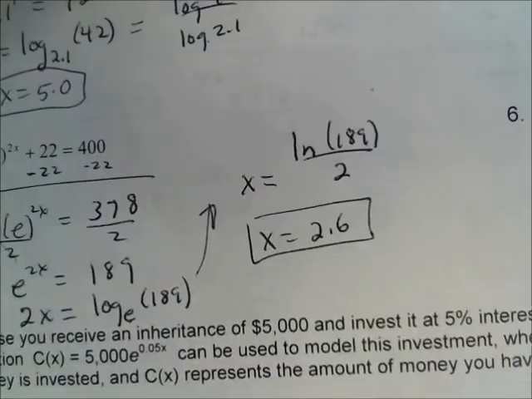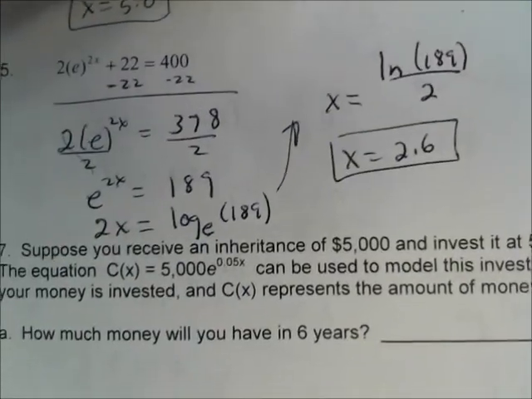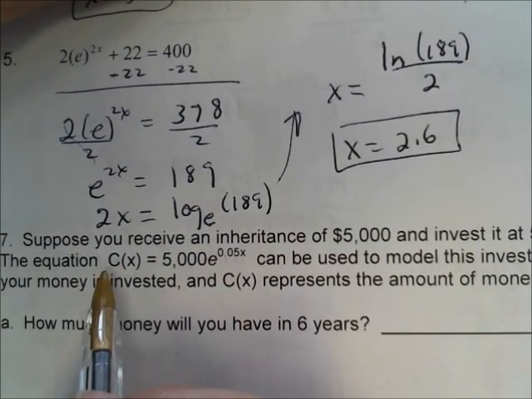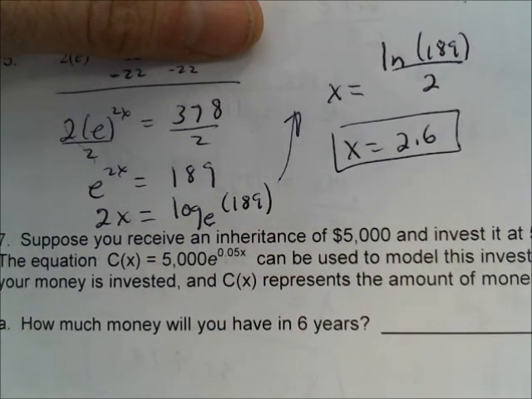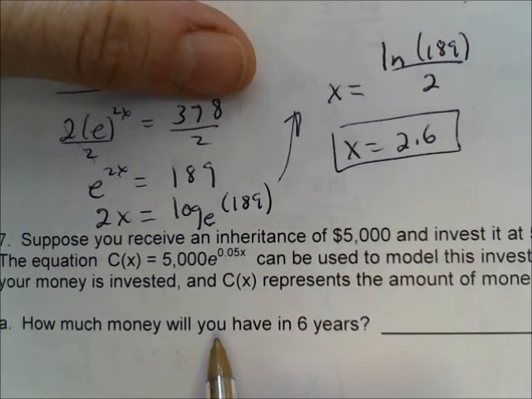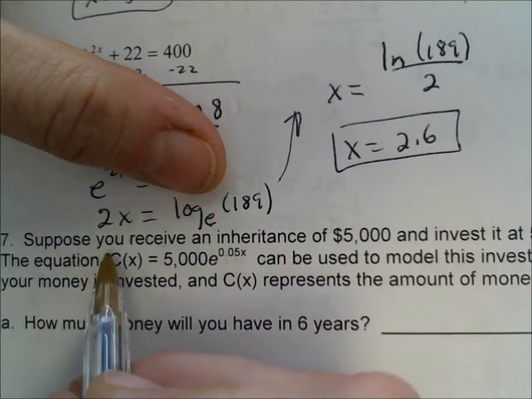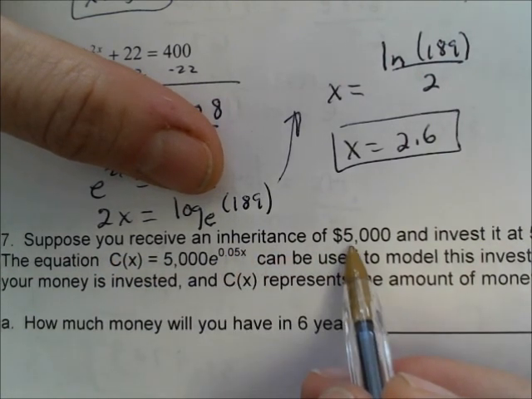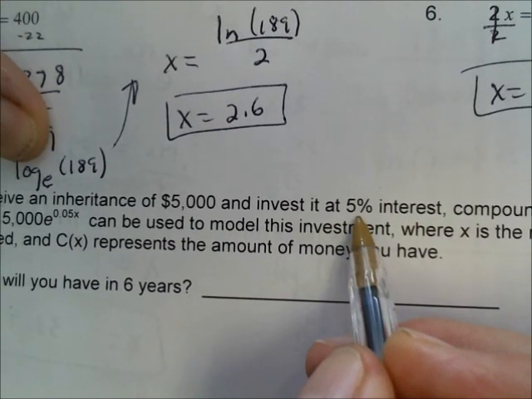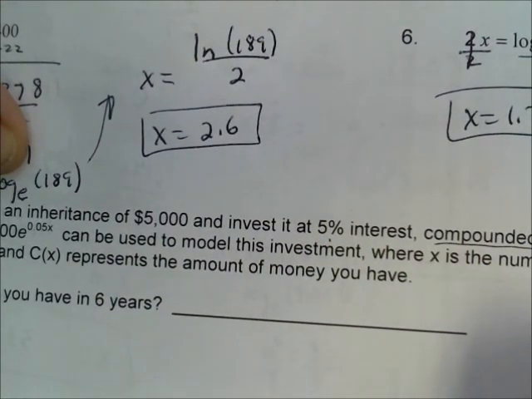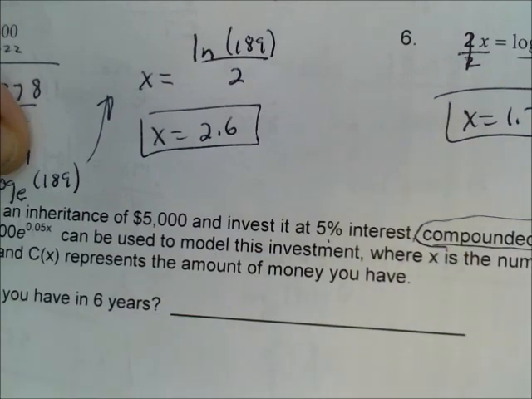The other problems on these next 2 pages are going to be word problems. So when we do word problems, we have to read these slowly so we can see what we have to replace in the equation that is given. So suppose you receive an inheritance of $5,000 and invested at 5% interest, compounded continuously. We learned that in the last chapter.